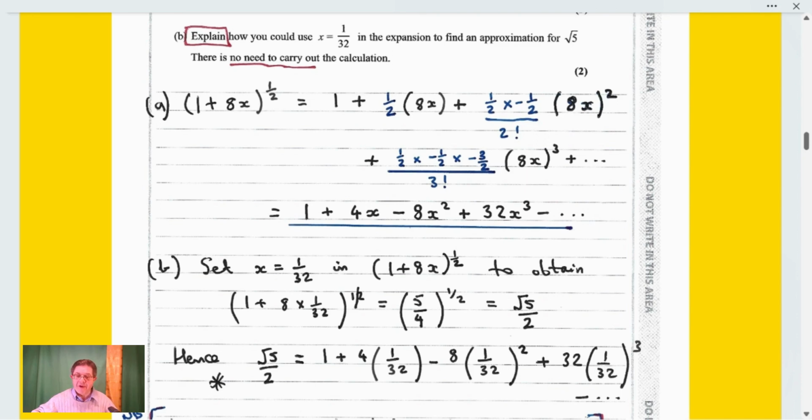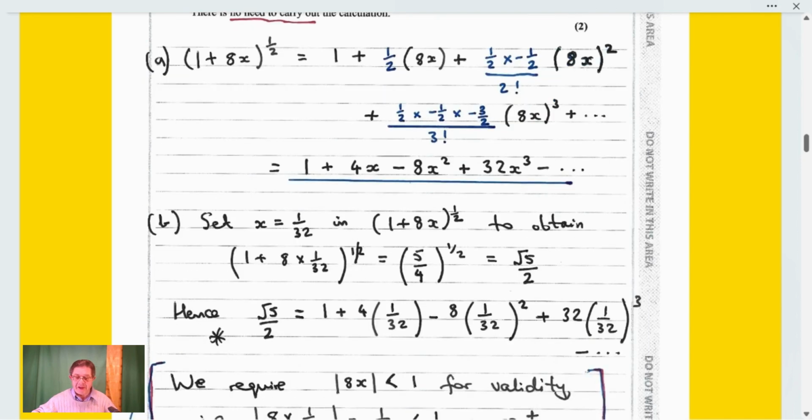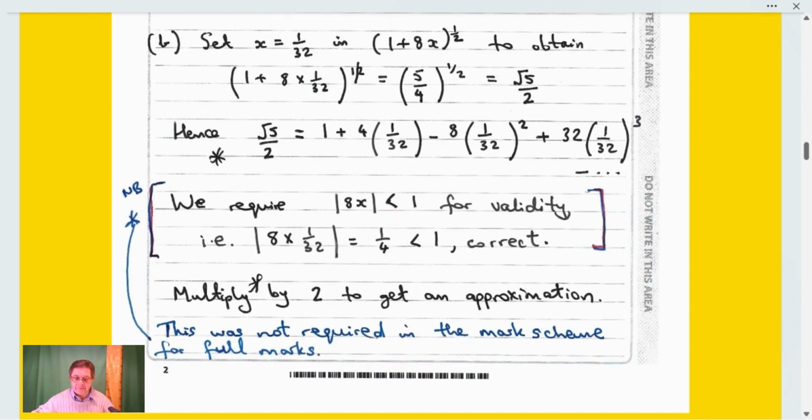So the obvious thing to do is to take 1 over 32 and put it in part A. So 1 plus 8 times 1 over 32 is 5 quarters, to the half. Apply our roots of surds to get root 5 over 2. There's our root 5. On the other side of the equation, we have 1 plus 4 over 32, minus 8 times 1 over 32 squared, add 32 times 1 over 32 cubed. To get root 5, we multiply by 2.